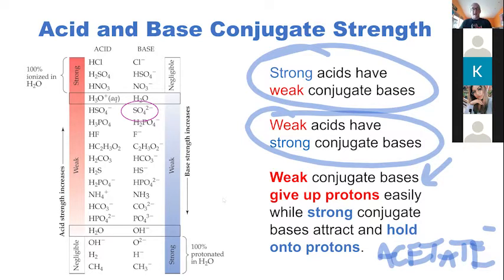Now, acetate ion is a fairly strong base because if I have acetate ion, it's going to pull H+ out of solution and turn it back into acetic acid. So that's why acetic acid is a relatively weak acid.